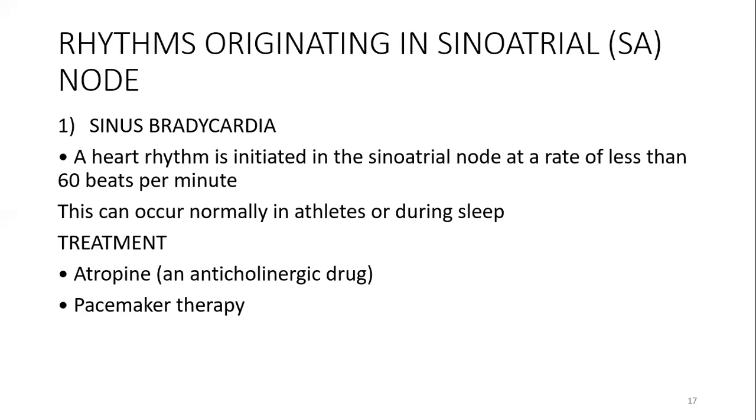So for rhythms that originate from the SA node, first we'll talk about sinus bradycardia. Here, a heart rhythm is initiated in the SA node at a rate of less than 60 beats per minute. Usually, this can occur normally in athletes or during sleep. Treatment is with the use of atropine or pacemaker therapy.